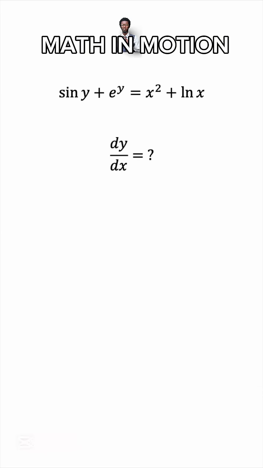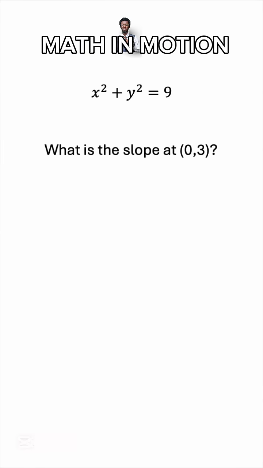For demonstration, let's take something simpler. Take this equation of a circle. X squared plus y squared equals 9. Say we want to find the slope of the tangent line at the point 0, 3. We can express y in terms of x here, but it would be easier to find the derivative without having an explicit relation. This is what implicit differentiation is all about.